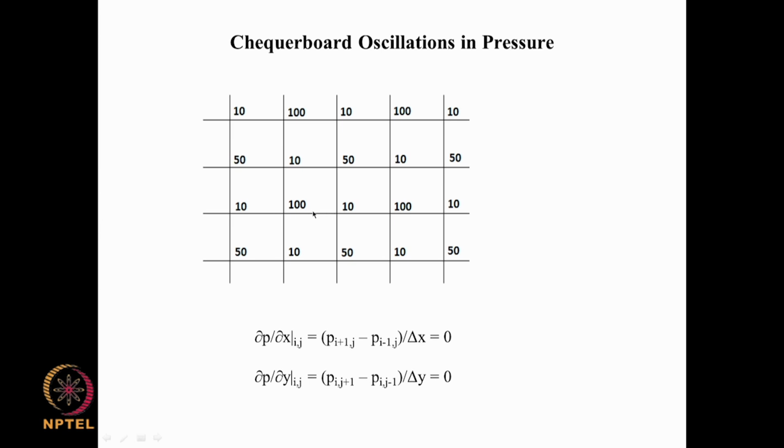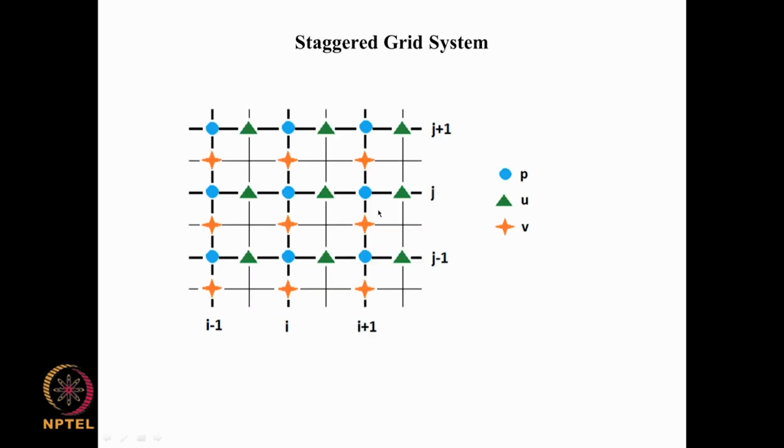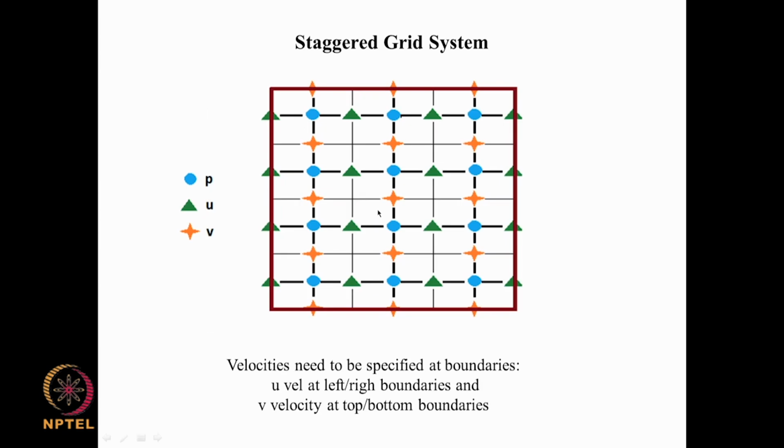So therefore, the velocity field will respond to these pressure changes, and it will eventually produce a smooth variation of pressure, and these checkerboard oscillations can be avoided. So that is the concept of the staggered grid system, and we look at the pressure correction equation or the pressure evaluation, those type of things on the staggered grid system, and this is how it has come about historically.